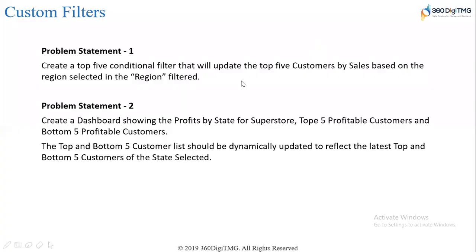Let us now look at the second problem statement where we need to create a dashboard showing the profits by states for Superstore, top 5 profitable customers and bottom 5 profitable customers. But the catch here is that the top and bottom 5 customer list should be dynamically updated to reflect the latest top 5 and bottom 5 customers of the state that is selected on the map.